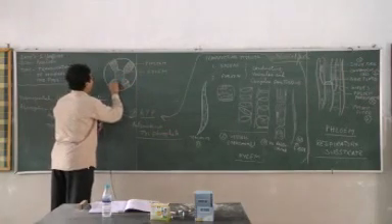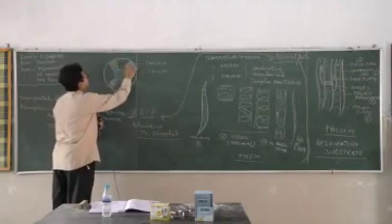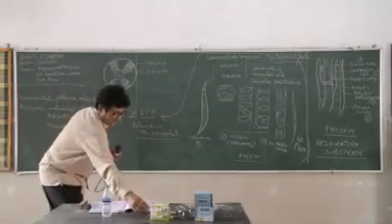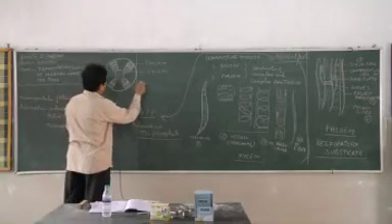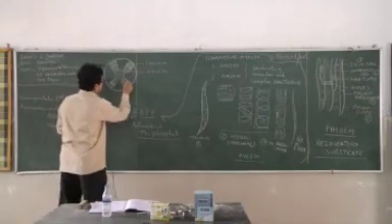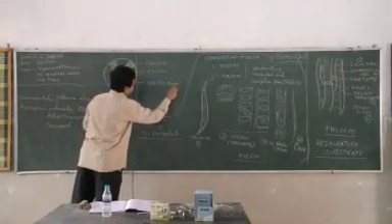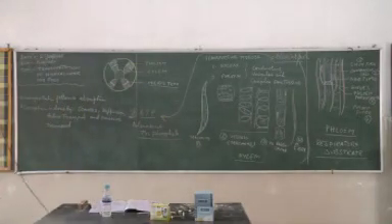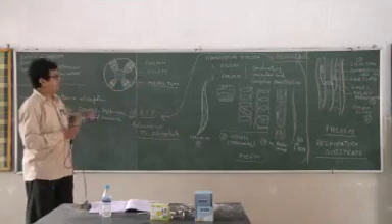There is a meristematic layer in between, we call it cambium, lateral meristem. This helps in growth in thickness. Meristem. This growth in thickness is done by the lateral meristem in the plant.